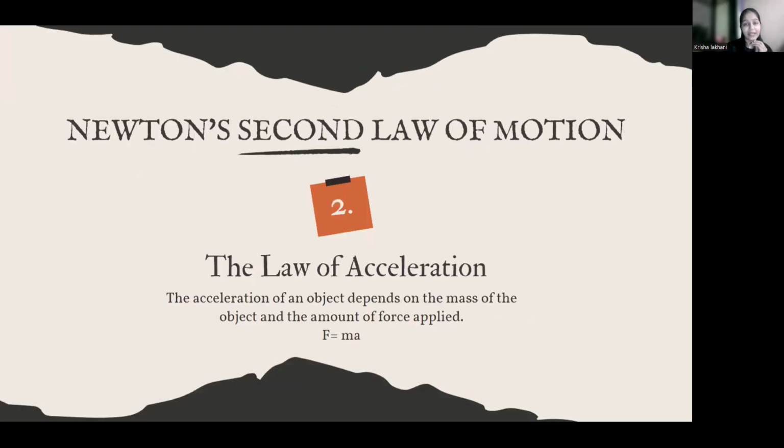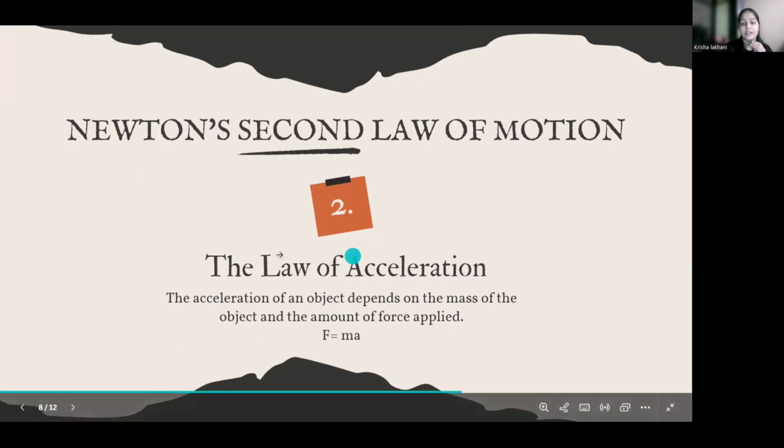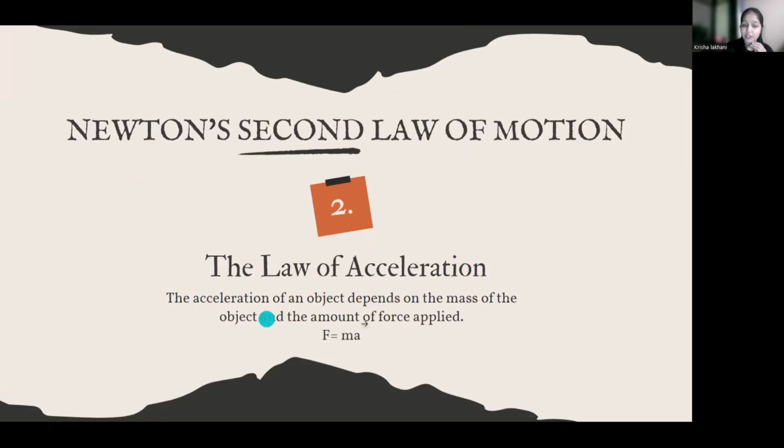Now comes the second law of motion. This is very, very important because this is there in your first chapter. So make sure you pay attention very well here. The law of acceleration. It is also called as law of acceleration. The acceleration of an object depends on the mass of the object and the amount of the force applied. Means क्या फोर्स जो भी अप्लाई हो रहा है वो किस पे डिपेंड करेगा? वो ऑब्जेक्ट का मास और उसका एक्सेलरेशन के ऊपर.